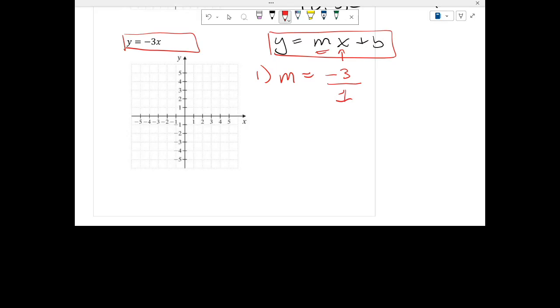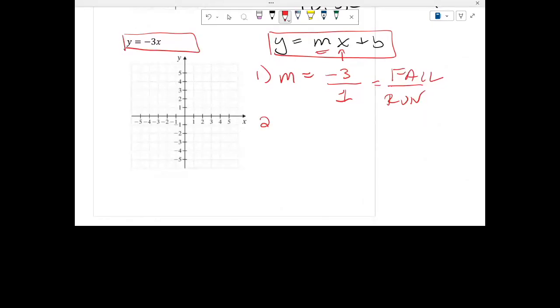Y'all, if I have a whole number, I'm going to write it over 1. The reason being, remember, I need to think about it as either the rise or the fall over the run. Since my top number is a -3, do you think we're going to go up 3 or down 3? What do you think? Down, right? So look, y'all, we're going to call that the fall. So the fall over the run.